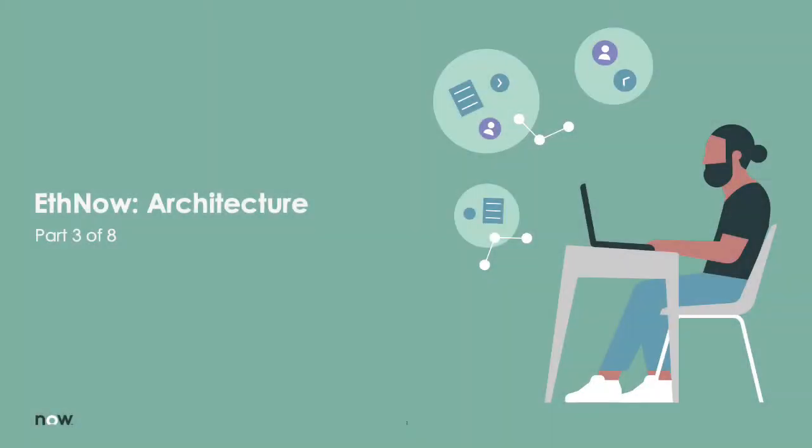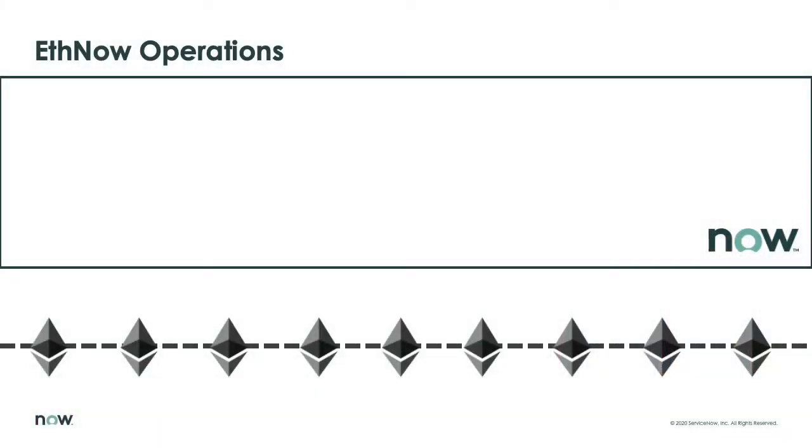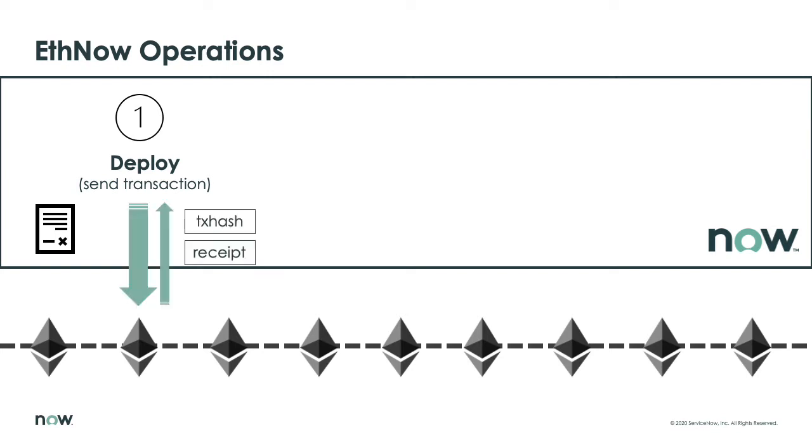In this part of the presentation, I'll describe the main component of ISNOW. There are two main operations that the ISNOW connector performs on the blockchain. The first operation is the deployment of a smart contract. To deploy a smart contract, the connector sends a transaction to the blockchain.